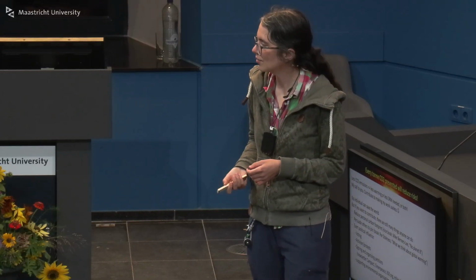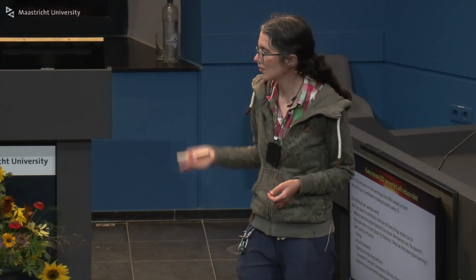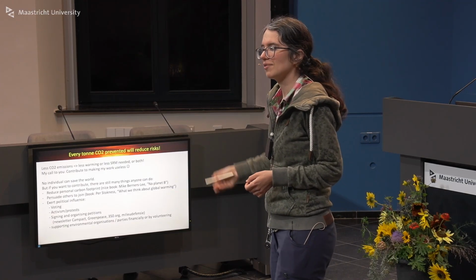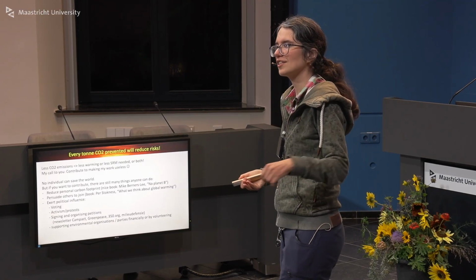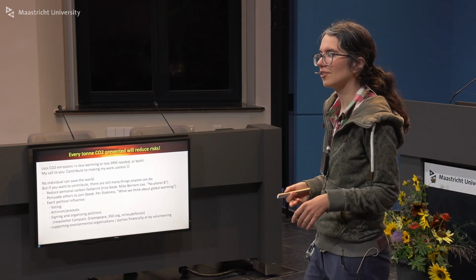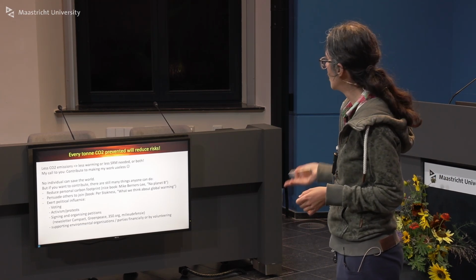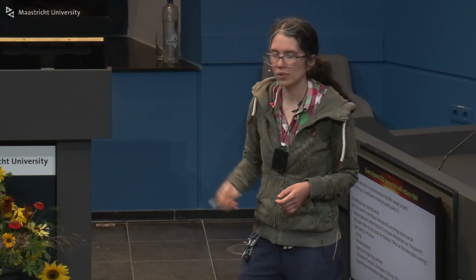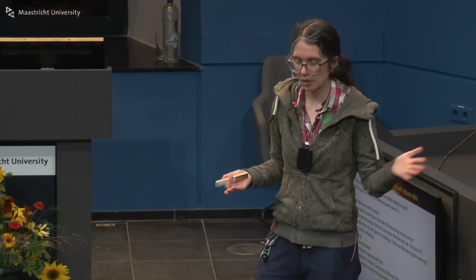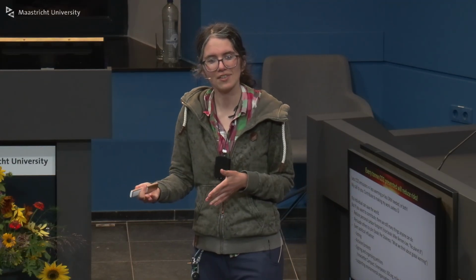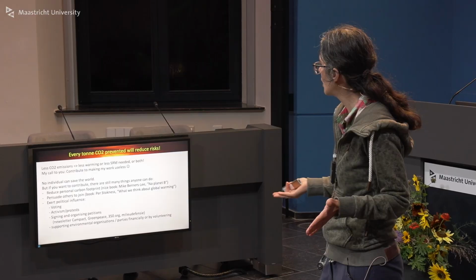Exert political influence, so take the climate into account when you vote. Maybe join a climate protest. Also something that can be done with not much work is get yourself the newsletters from Greenpeace and all these other environmental organizations and sign all petitions that you think make sense and share them with friends. Or support environmental organizations or political parties you think are doing the right things, financially or with volunteering.